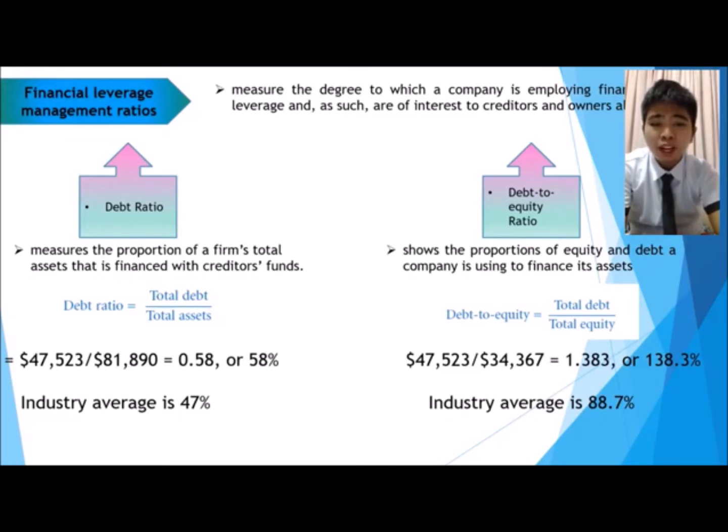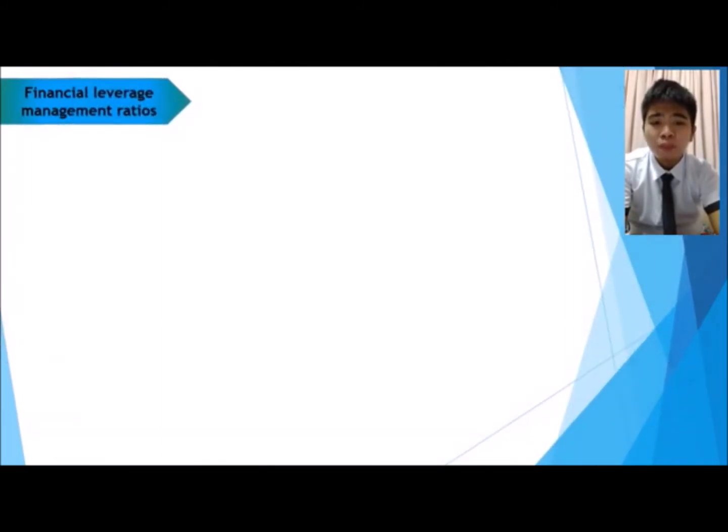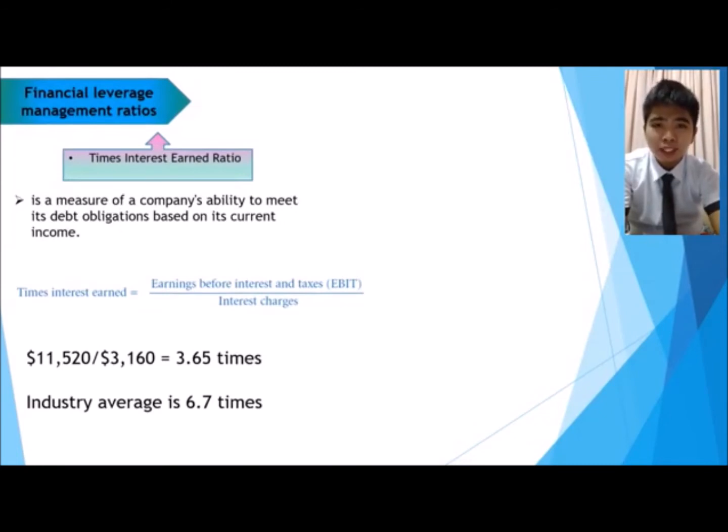Next we have the times interest earned ratio. It is a measure of a company's ability to meet its debt obligations based on its current income. So, dili na to mabawaan kung kaya bang mabayaran sa company ang ijang interest payments gamit ang ijang current income. Formula is times interest earned equals earnings before interest and taxes over interest charges. For example, in your company, its times interest earned is 3.65 times and the industry average is 6.7 times. If we look at both of the ratios, you can say that the ratio of J company is way lower compared sa industry average ng 6.7 times. There is a risk on the part of J company in terms of times interest earned ratio.